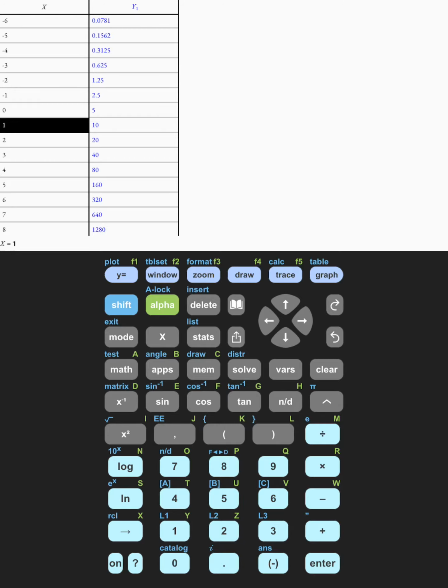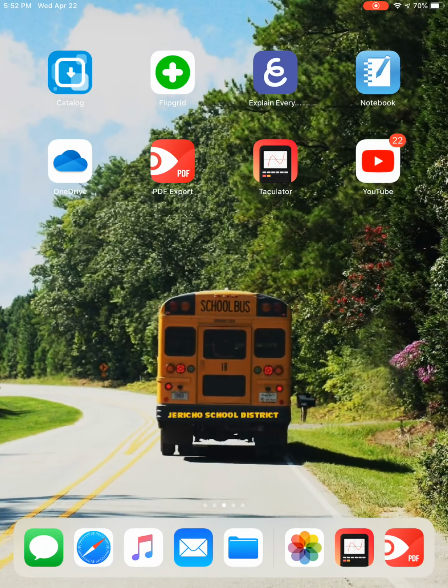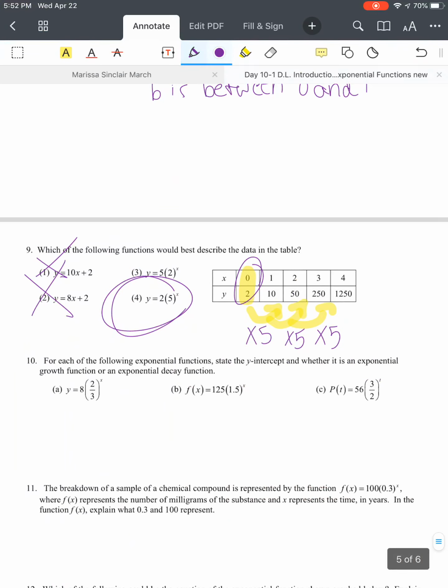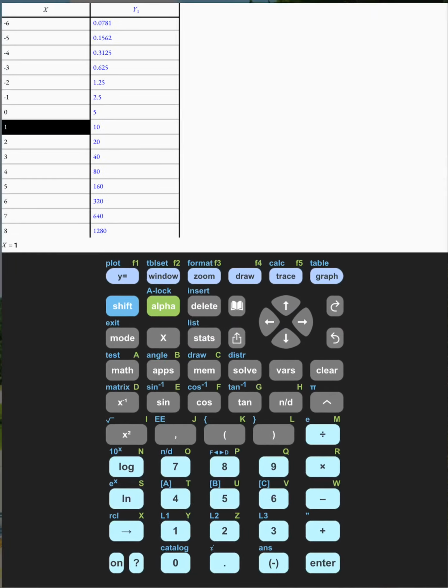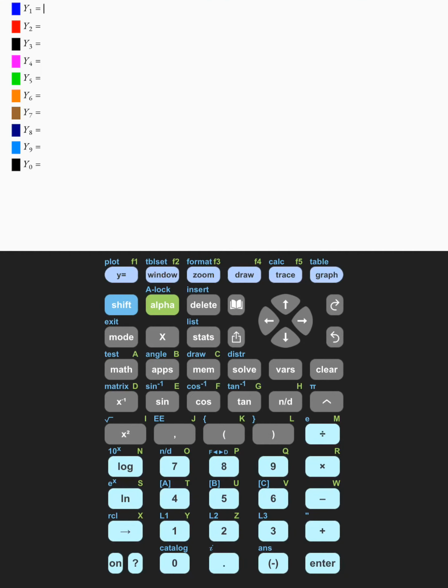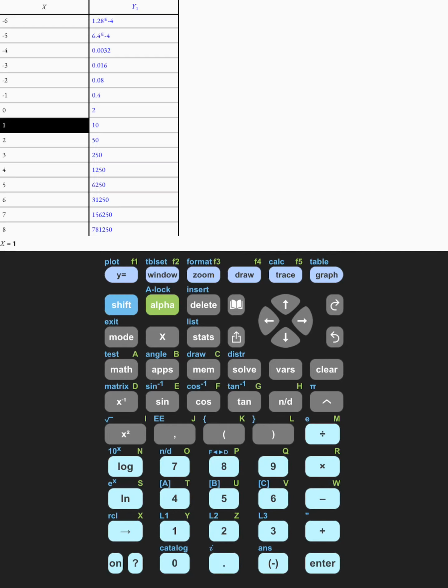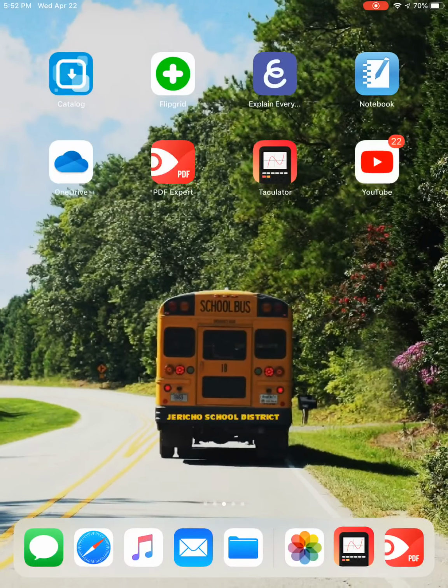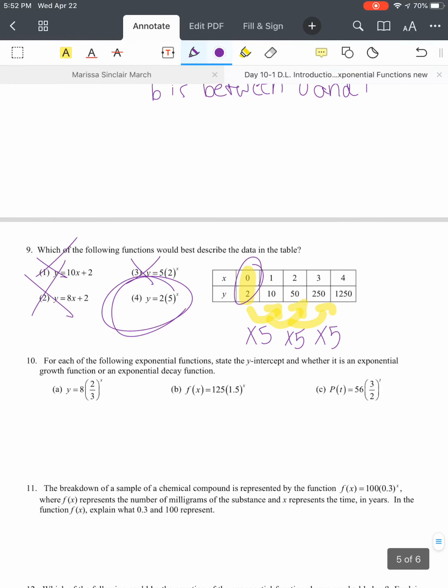0, 5, 110. Oh, right away it's not right. 0, 5. I'm looking for 0, 2. So that one's no good. And then we know 4 is the right answer, but let's look at it. 2 parenthesis 5 to the x. 0, 2, 110, 250, 3, 250. If we look back, we see that our whole table matches, so it's choice 4.